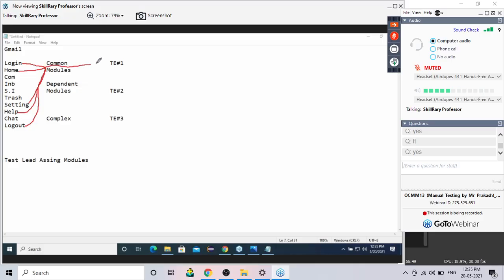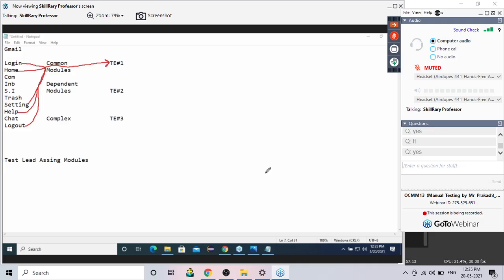So all the common modules lead has given to one person. Is the first point clear? So lead will collect all the common modules and is going to assign it to one test engineer. Second thing, observe compose and inbox. If I give to two different people, correct, they may fight with each other. Possible, not possible?